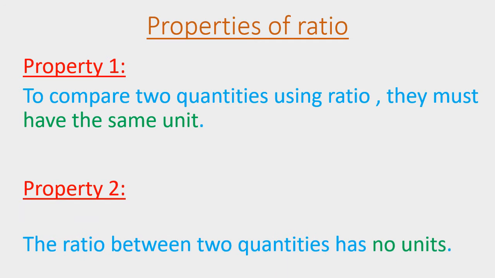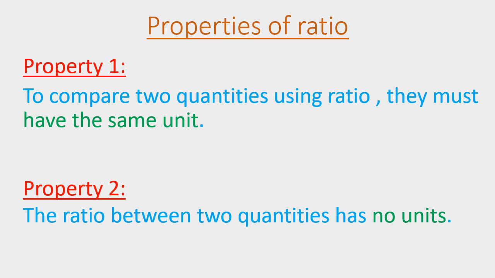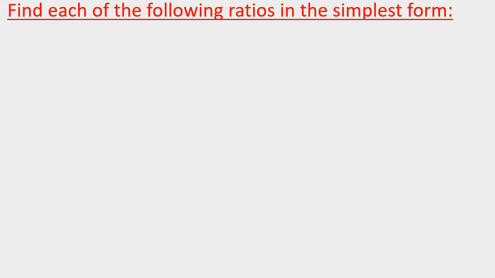Property 2: the ratio between two quantities has no units. If we convert one of the two units to the other, we have the same unit, and we can ignore the units. They will be two numbers. For example, find each of the following ratios in the simplest form: 50 centimeters to 1.5 meters.